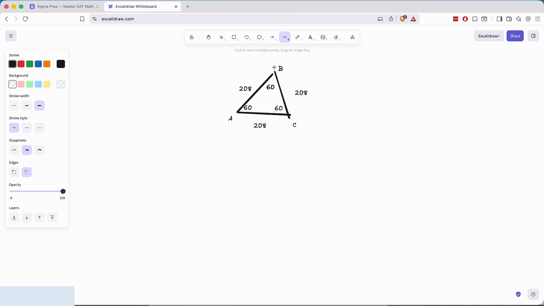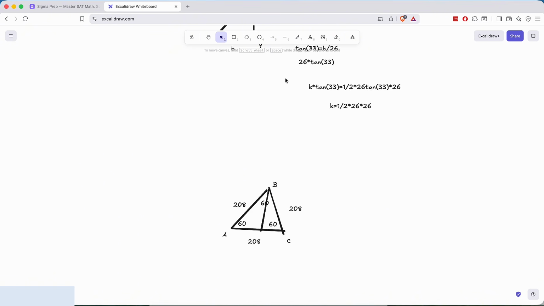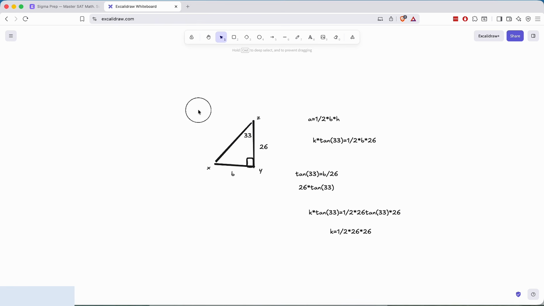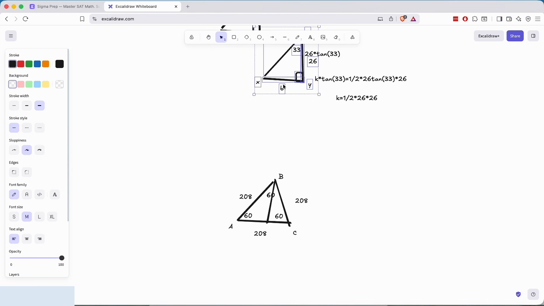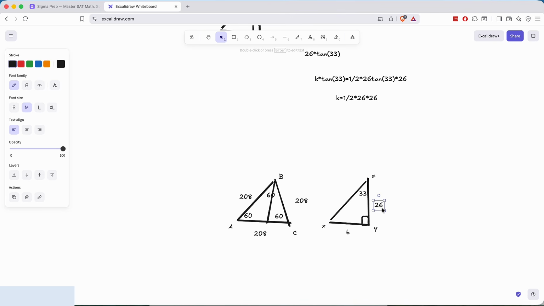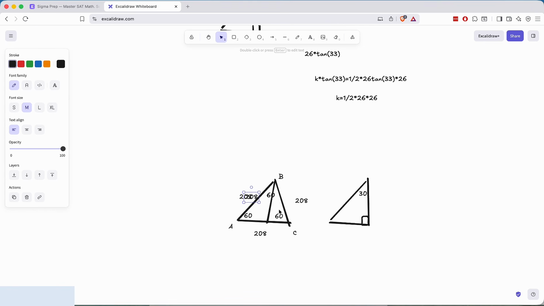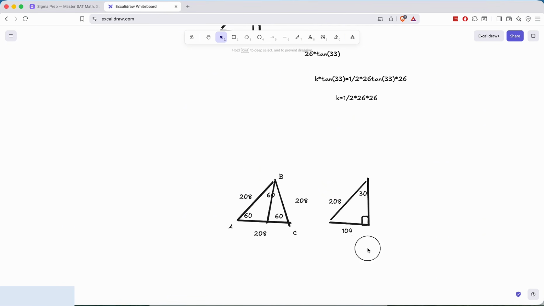Okay, so they want to know the height, right? So what happens when we draw a height? It splits it in half, right? Now we do have our right triangle. So let me go ahead and borrow this right triangle again so I don't have to draw it. Okay, so we got our right triangle. Now this angle is going to be 30 instead. And also this bottom side, because we cut it in half, is going to be 104 down here. And they want to know the height, right?